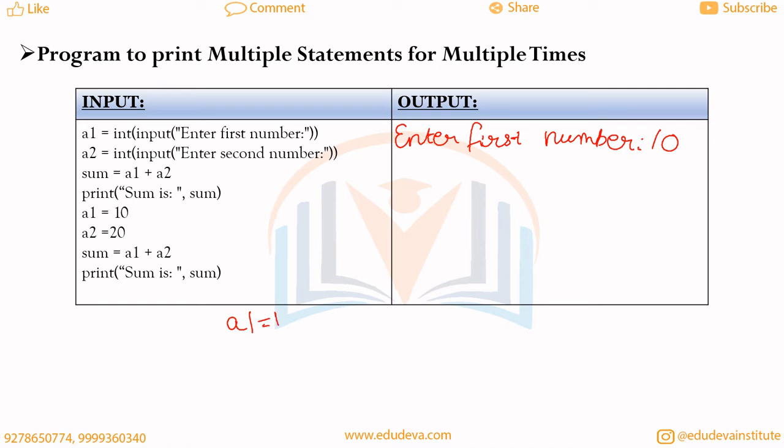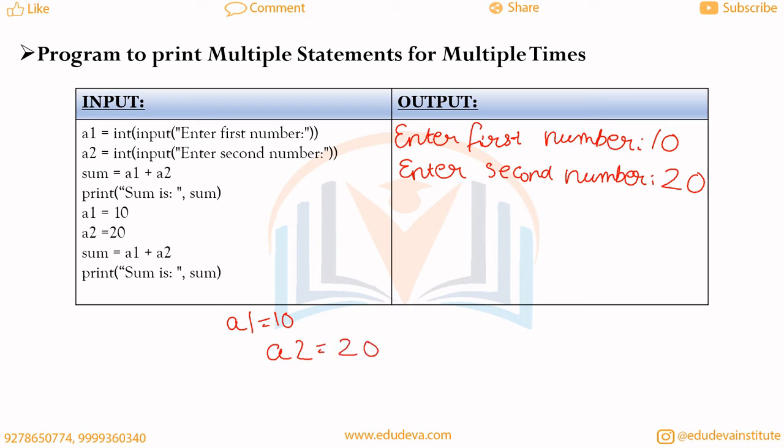Now, in the second line, it is written that A2 is equal to int input enter second number. So the compiler will stop again, print enter second number, and wait again for the user to enter some input. Now a user has entered 20. So the value of A2 will be 20.